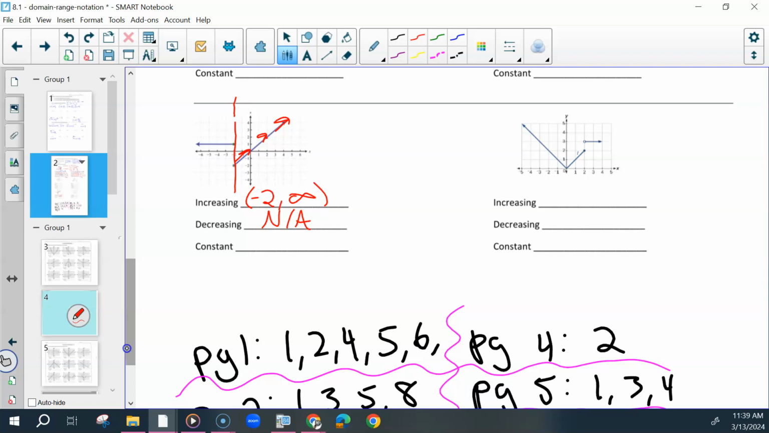And then constant would be, as you're looking left to right, your y value is staying the same. So that would be this one. It starts at where? So it ends there. Where does it start? If it keeps going up, negative infinity, stops at -2. That one I think was close, so square bracket. So constant is only used if you see a straight horizontal line. If you see a vertical line, that is not constant.